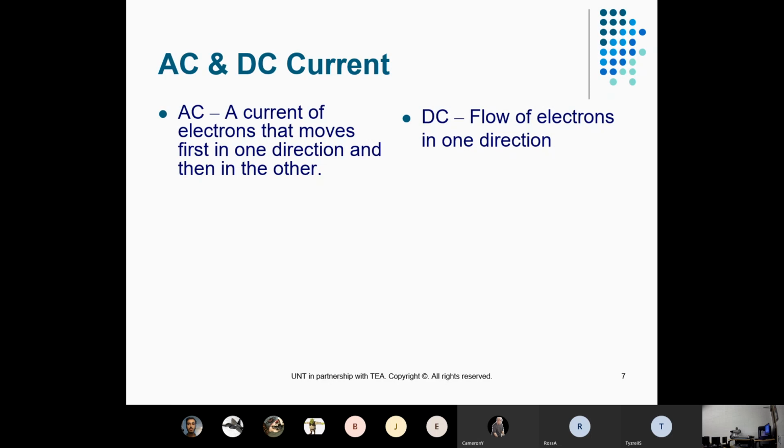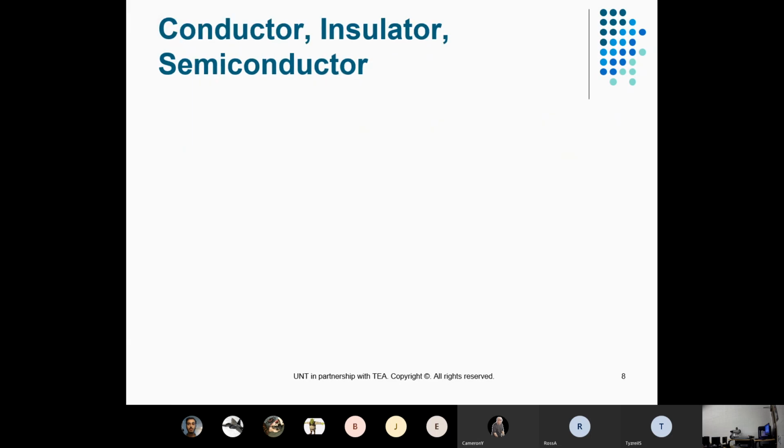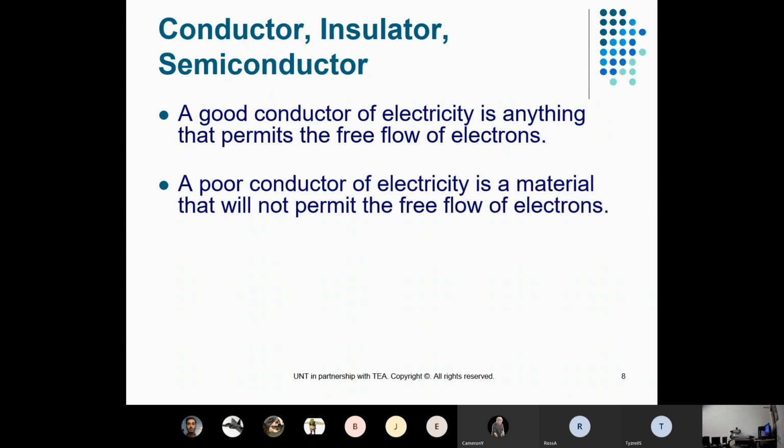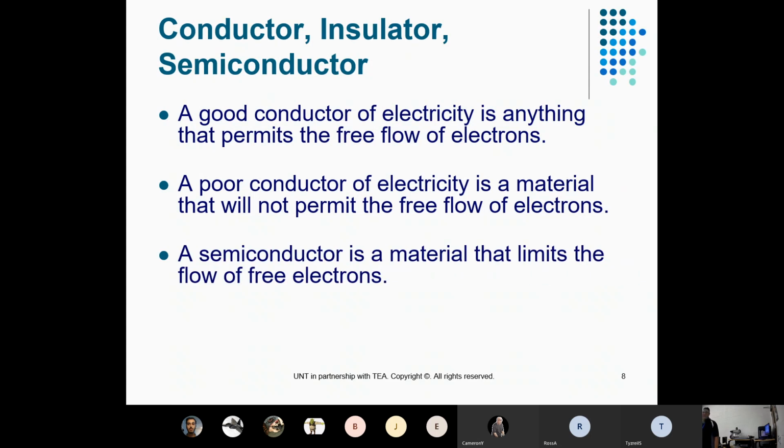Very good. All right. Conductors, insulators, and semiconductors. Okay, a good conductor of electricity is anything that permits the free flow of electrons. So this will allow electrons to flow through it easily. That's a conductor. That means that there's not going to be something that's going to keep the electrons from going through it. It's going to allow electricity to pass through. A poor conductor obviously will not allow electrons to flow. A semiconductor is one that limits the amount of flow, but will allow some.